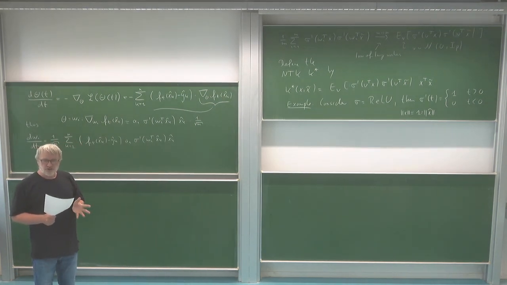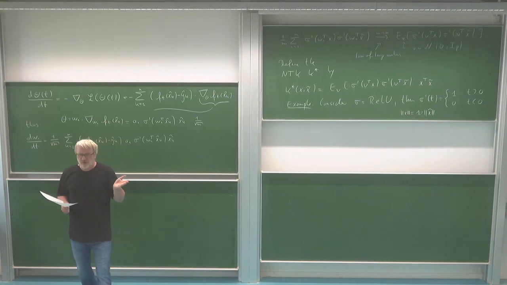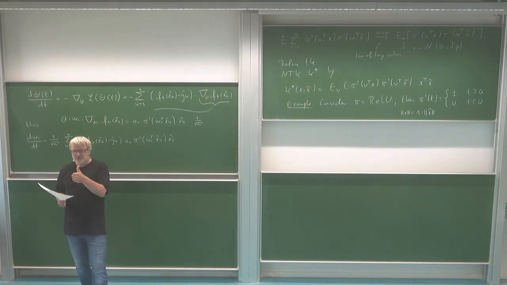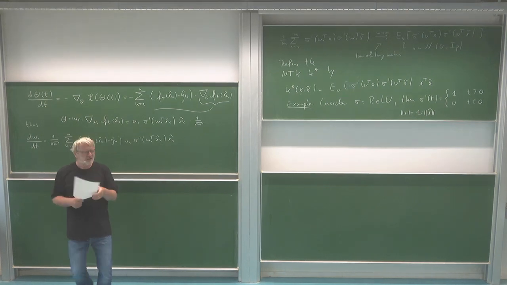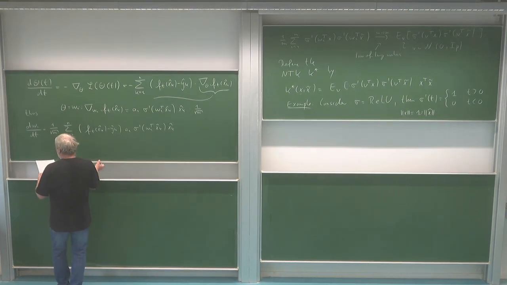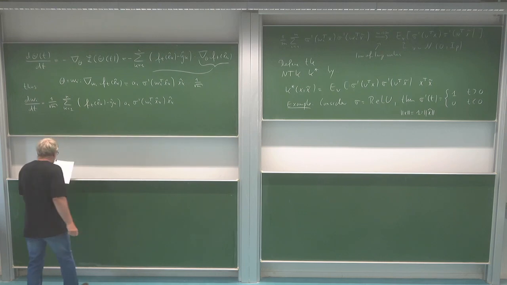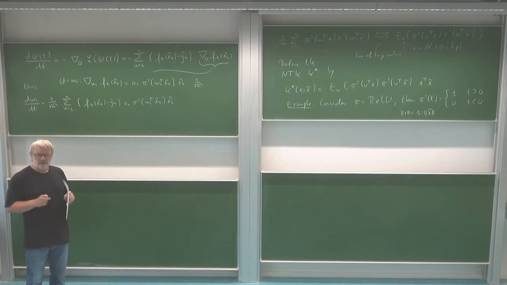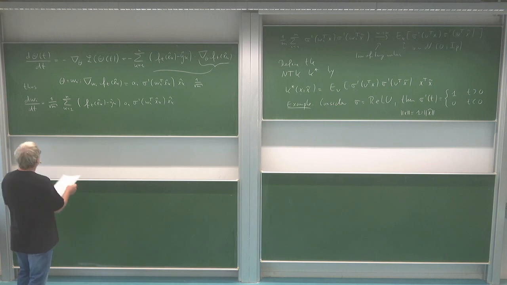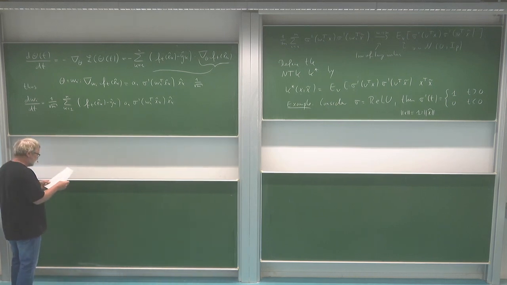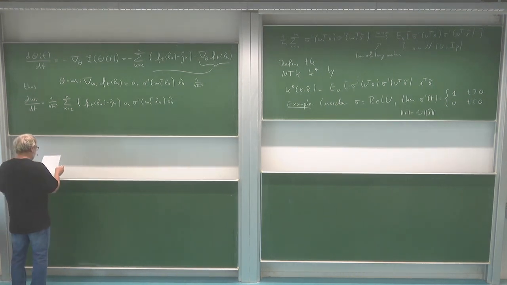And now we want to see how much our weight changes, let's say if we go from time 0 to time t. We want to estimate this and to see that this is somehow of small order. So if m is going to infinity, this should go to 0. This means in the limit, the weights actually don't change anymore, which is a bit strange, but that's what happens here. Okay, so consider the evolution of the weights.